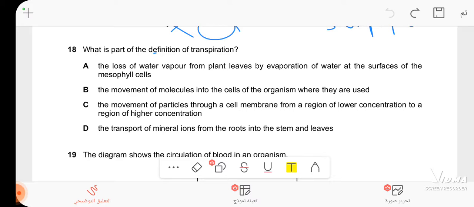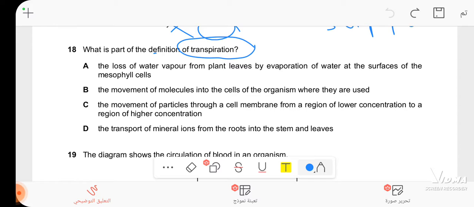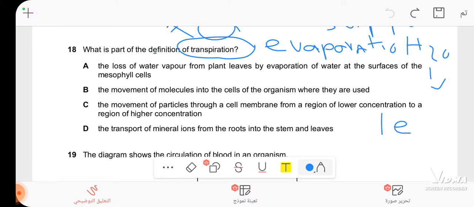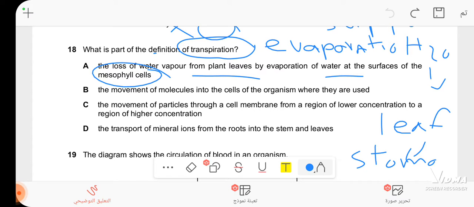Okay, what is the part of the definition of transpiration? First, transpiration, you have to join it in your mind with the term evaporation. Evaporation from leaf. Evaporation of what? Evaporation of water. Evaporation of H2O from what? From leaf. Through what? Through stomata. But this definition you have to put it at your mind. The loss of water vapor from plant leaves by evaporation of water at the surface of the mesophyll cells, right? Without reading the other, it is right.